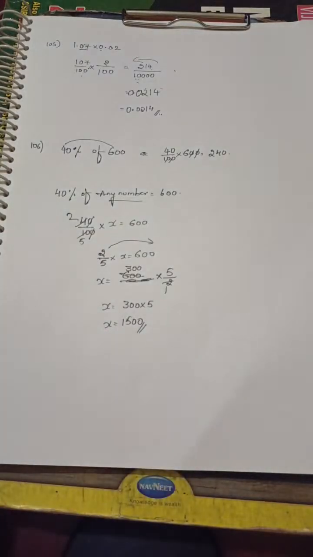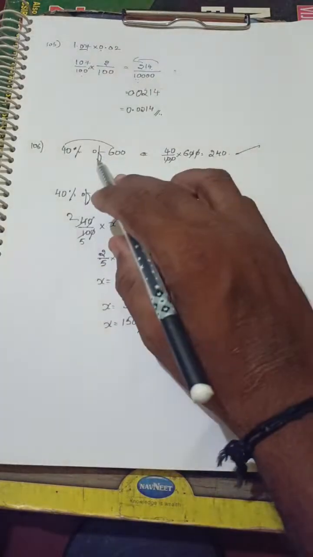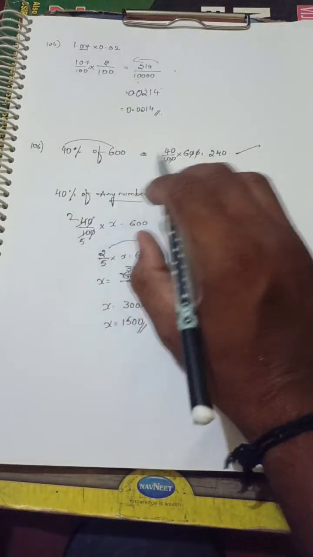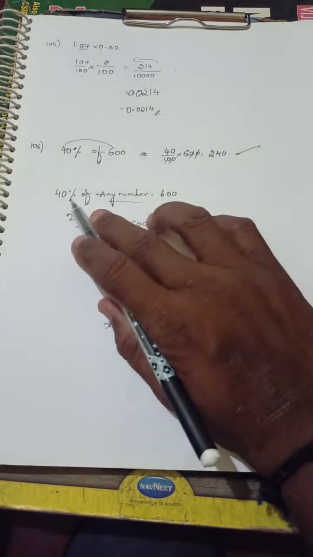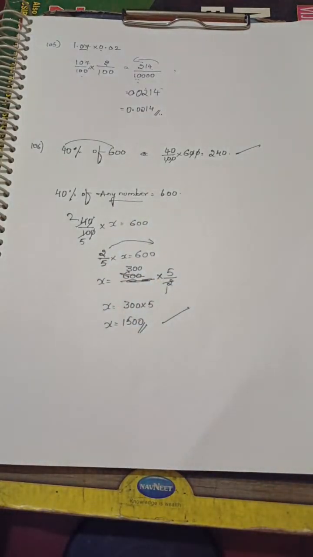So don't get confused. 40% of 600 is 240. 40% of any number being 600 gives the number as 1500. So how are we going to write the next problem, that is triplets? How are we going to find out whether the given numbers are triplets or not?